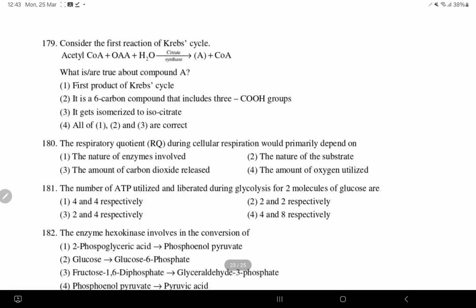Consider the first reaction of Krebs cycle. So what should be there in this A? First product of Krebs cycle, 6 carbon compound which has 3 COOH groups, that's why we call it tricarboxylic acid. It gets isomerized to isocitrate. All the 3 are right.